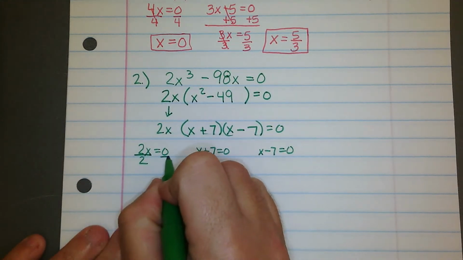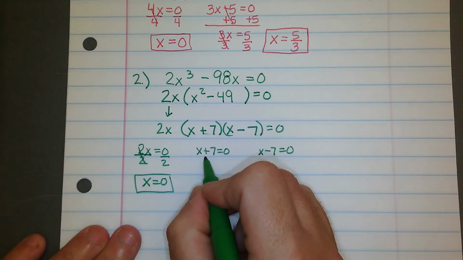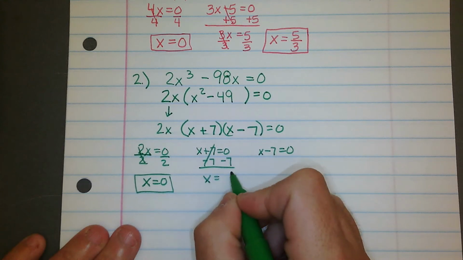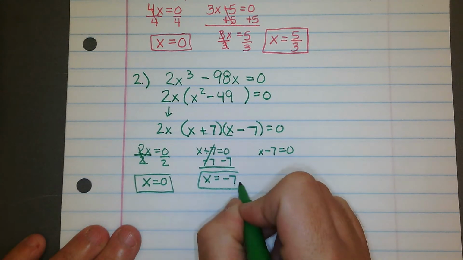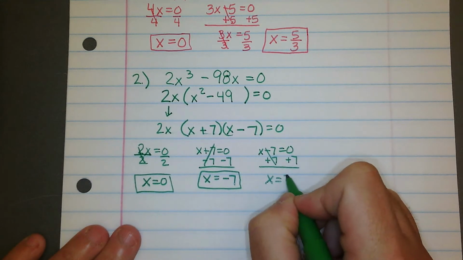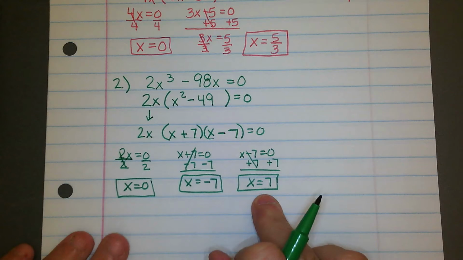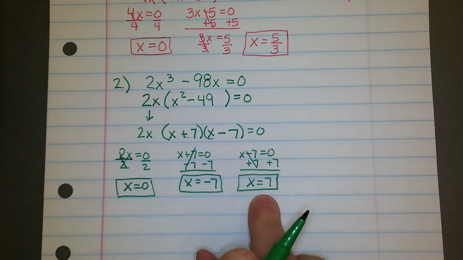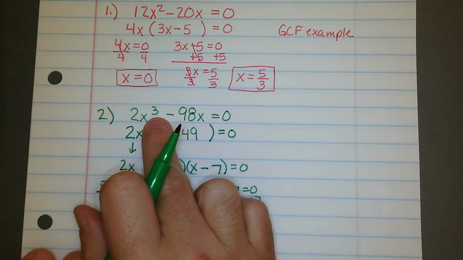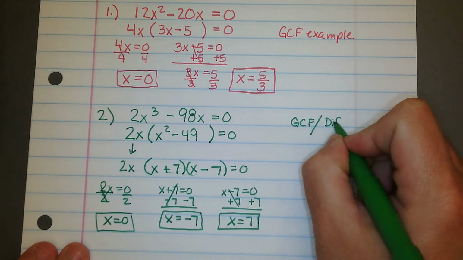We're going to divide by 2. 0 divided by 2 is 0. That's a solution. To solve for x, I'm going to subtract 7. 0 minus 7 is negative 7. That's a solution. And in this one, I have to add 7 to both sides. And x is positive 7. So this one has 3 solutions, or 3 roots, 3 x-intercepts, 3 zeros. They all mean the same thing. And this is a GCF combo with a difference of 2 perfect squares.